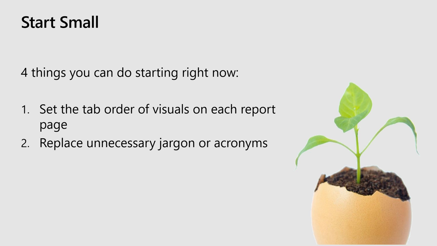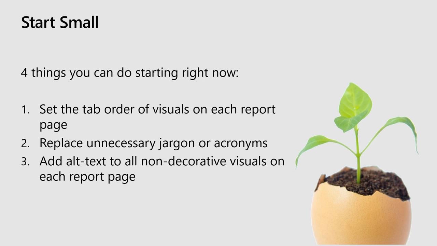The second thing is just to replace jargon and acronyms. Step back and think, do I have any words that are specific to my department or my organization, or just abbreviations of things that might be unclear? If you feel like you can't do that, go ask a new person in your organization or someone else and ask, do you know what that means? And replace that as much as possible, and if not, add some kind of dictionary or glossary to help with that. The third thing is to add alt text.